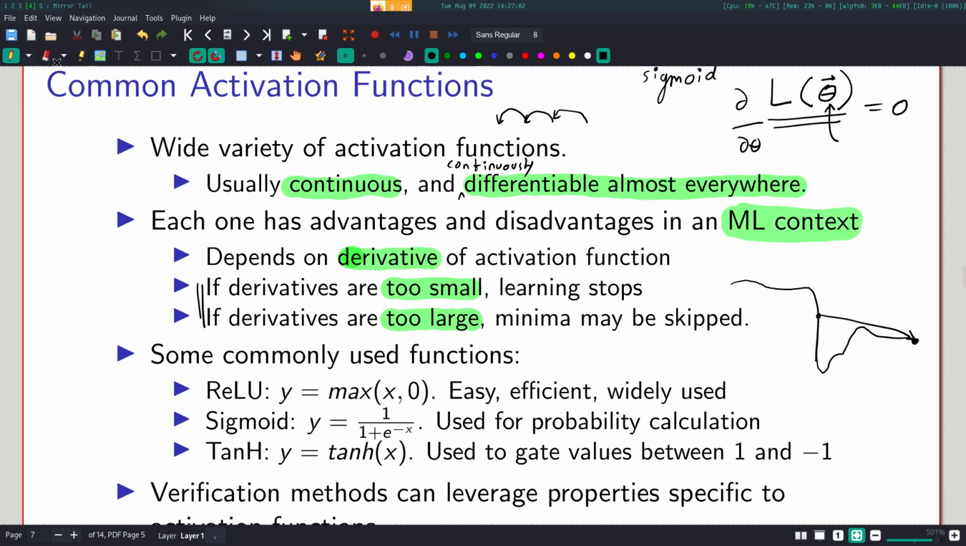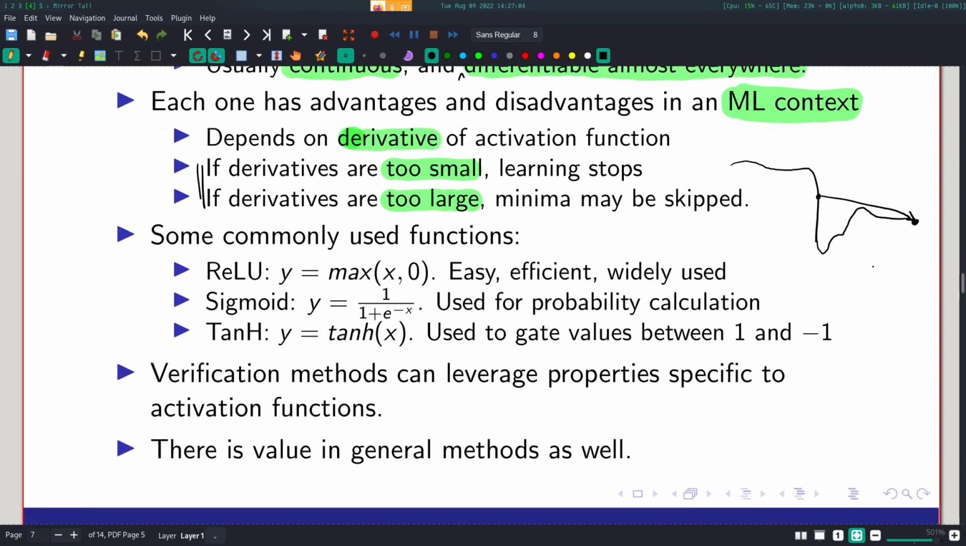So let's look at a few examples just very quickly. One of the most important examples, at least for us, is ReLU. ReLU is basically defined as being 0 when your input is negative, and the same as your input when your input is positive. So if you draw a graph, it looks something like this.